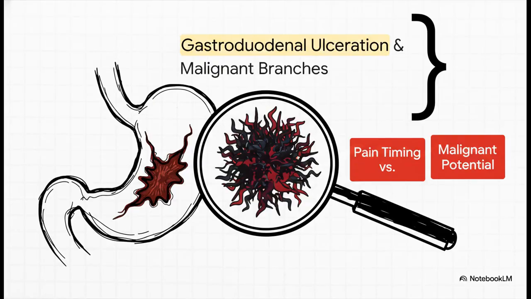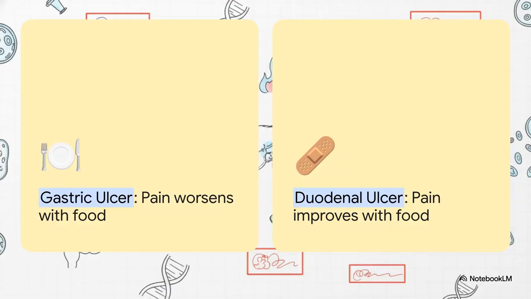Moving further down the GI tract, we're into Module 2, gastroduodenal ulceration and malignant branches. Dissecting peptic ulcer disease requires a rigid distinction based on symptom timing and, of course, malignant potential. Gastric ulcers typically cause pain that worsens immediately with food. And because gastric ulcers carry a really high risk for malignant conversion to adenocarcinoma, they require a mandatory surveillance biopsy, no exceptions. Duodenal ulcers, on the other hand, typically cause pain that actually improves with food.